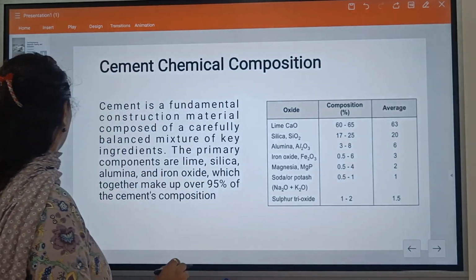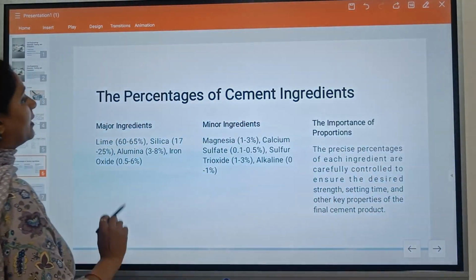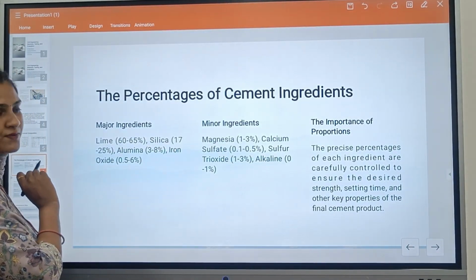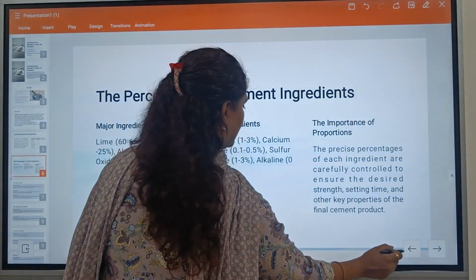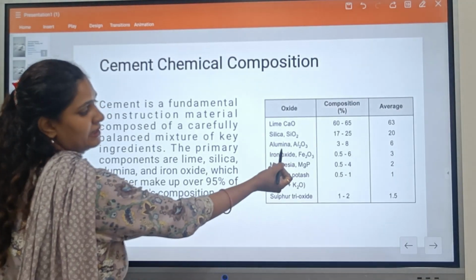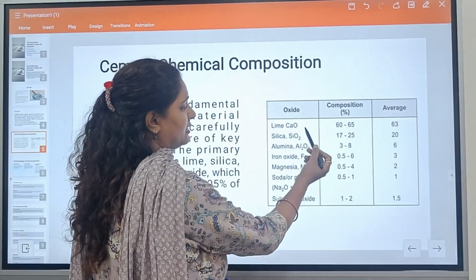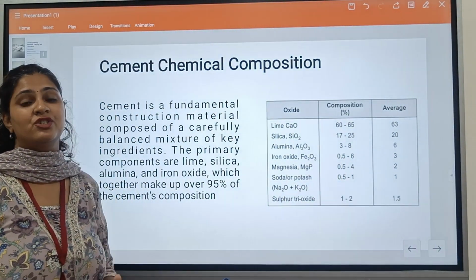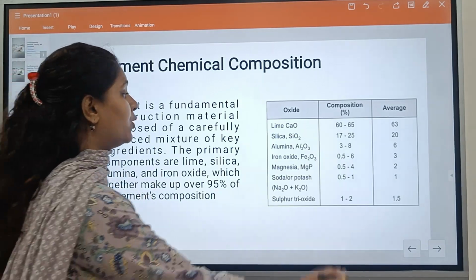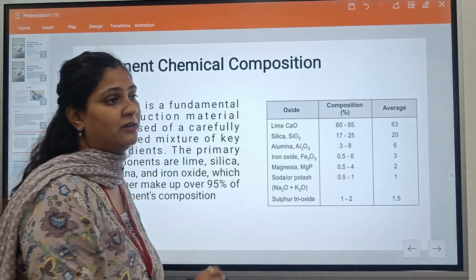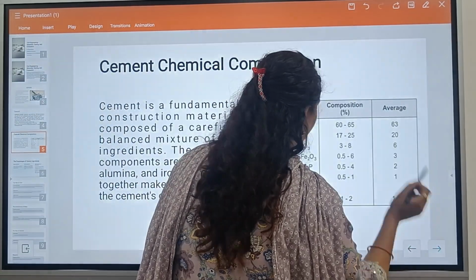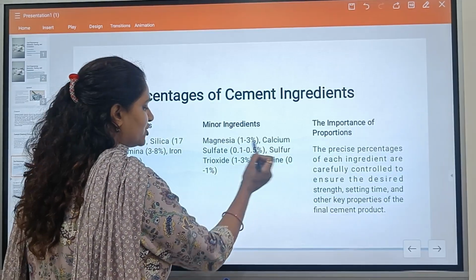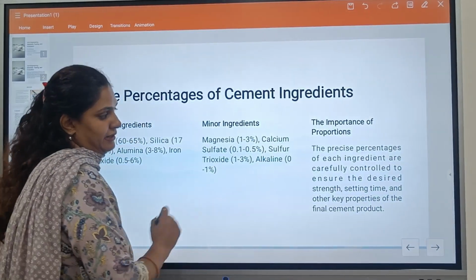Now, here is the percentage of cement ingredients. The major ingredients of cement are lime, silica and alumina, and as we can see, they are in high percentage. Lime is 60 to 65%, silica 17 to 25% and alumina 3 to 8%. These are the major constituents which provide strength to the cement. Now, the minor ingredients are magnesia, calcium sulfate, sulfur trioxide and alkalis.